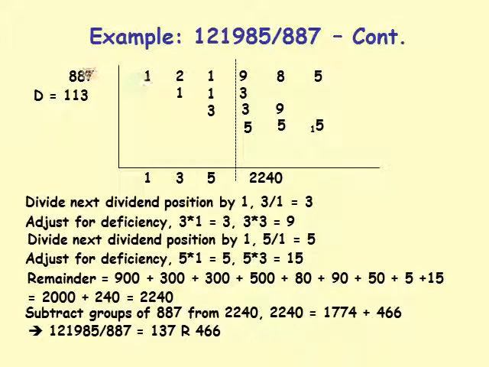So we were able to divide by 887 in these 3 lines here, and there are no divisions, because when we divide 1 by 1, we just bring down this digit here. There are only multiplications to compute these deficiency adjustments, and there are additions here. So we did that by additions. We were able to divide 121985 by 887 by additions of the adjustments due to deficiency. Let's continue.